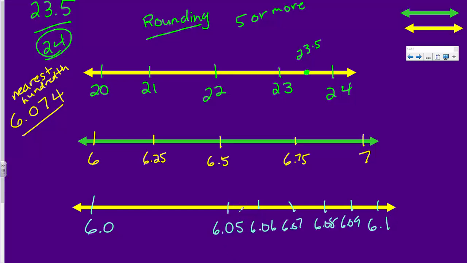Now we have 6.074, almost the halfway point. So let's call this guy right here 6.075, and ours is right here. So now when we're rounding to the nearest hundredth, you can see that we're not going to go from 6.07 up to 6.08. We're not, because the 4 here is telling us to let it rest.